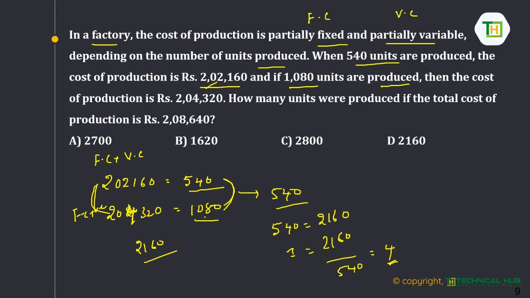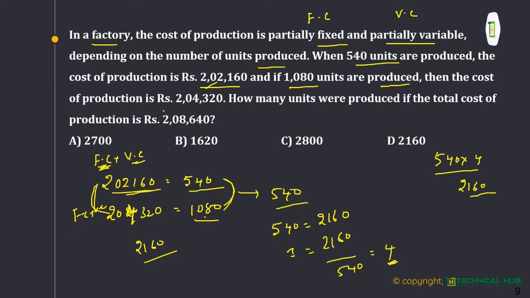So 1 unit charge is equal to 4 rupees, then the charge of 540 units is equal to how much? So 540 units charge is nothing but 2160. If you subtract 2160 from this value, then you will get the fixed charges, or not? Because 2 lakhs 2160 is nothing but fixed charges plus variable charges.